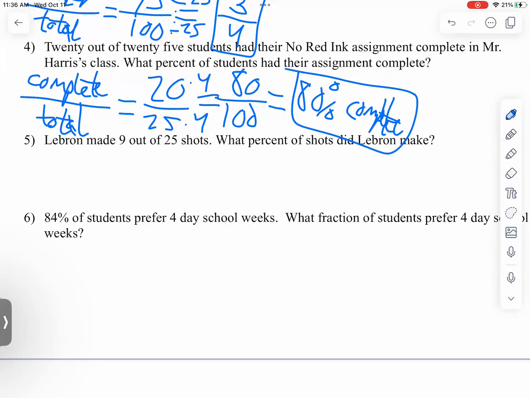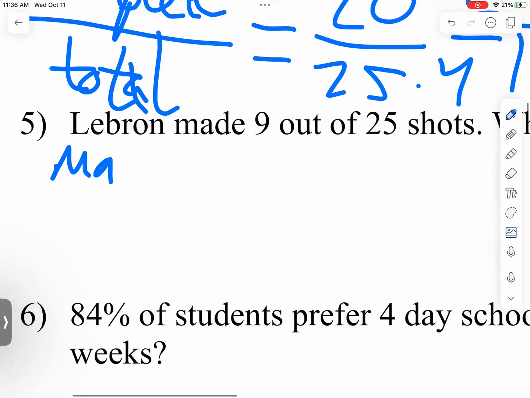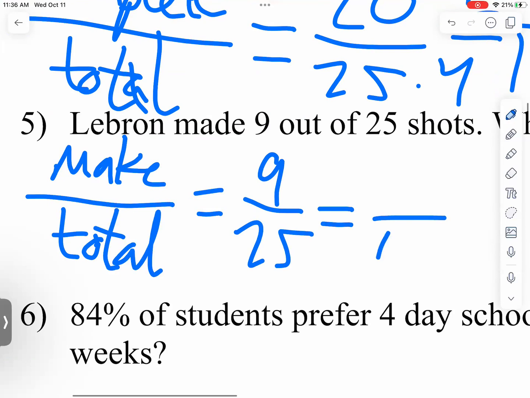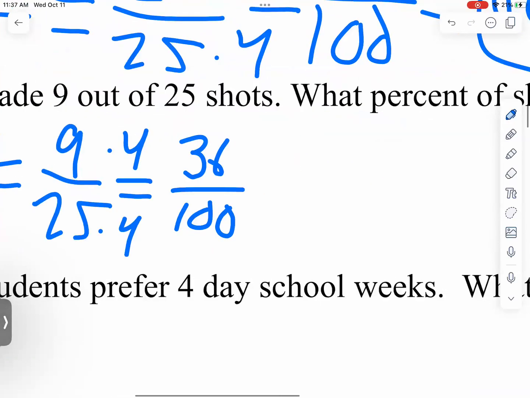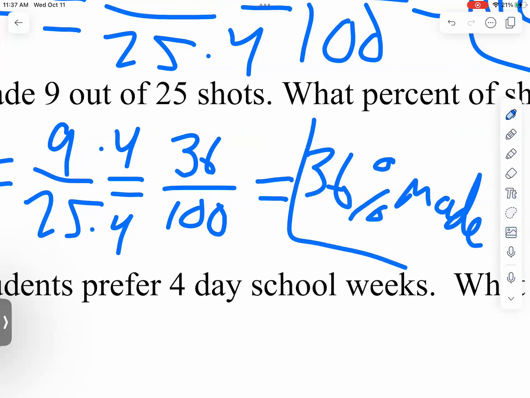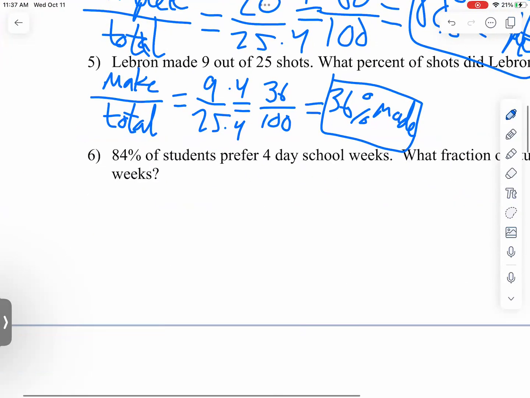Okay, LeBron made 9 out of 25 shots. What percent of shots did he make? Okay, so we got the makes out of the total. So he made 9 out of 25. We're looking for percent, which is a ratio out of 100. Times 4. Do the same on the top you did on the bottom. And you will see that he had 36% made. All right, next one.